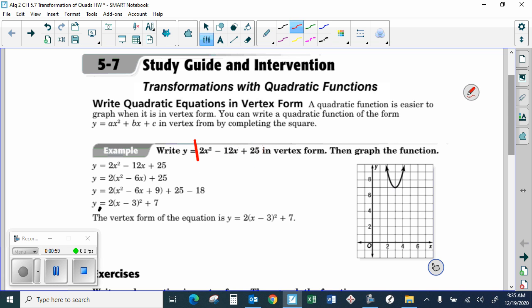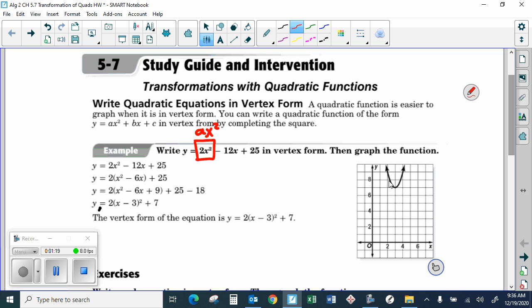Remember, the ax squared part right here, this tells me the shape of the graph. So this is 2x squared. It tells me it's going to be narrower. Remember, I told you the closer the number is to 0, the wider it is. The further away from 0 it is, the narrower it is.